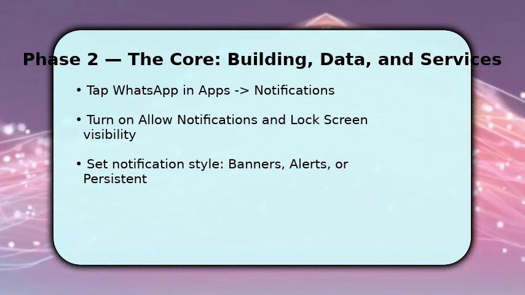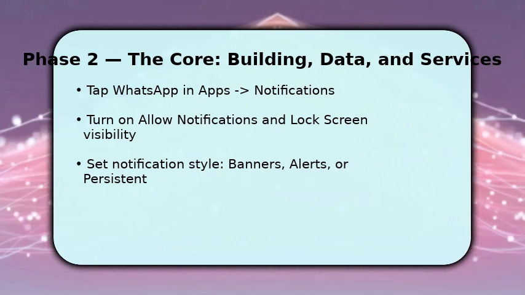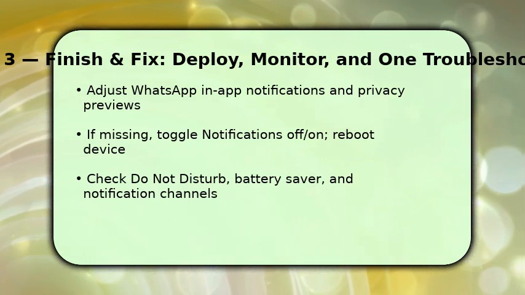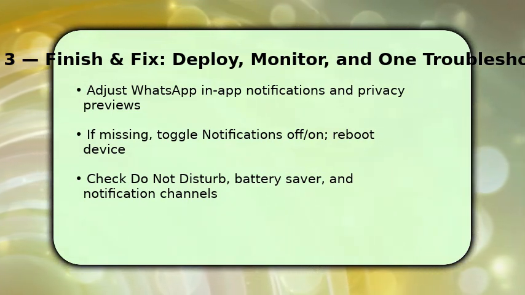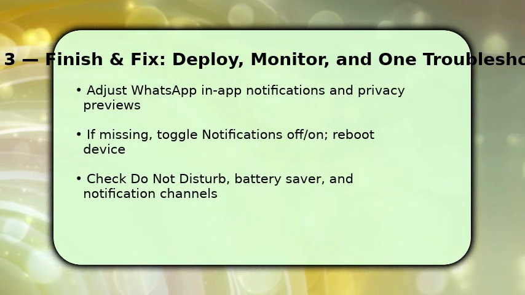Finish by opening WhatsApp's internal settings notifications to confirm in-app alerts match system permissions. You can enable conversation tones and set pop-up previews there. If notifications don't appear, toggle system notifications for WhatsApp off and on, then reboot the device.